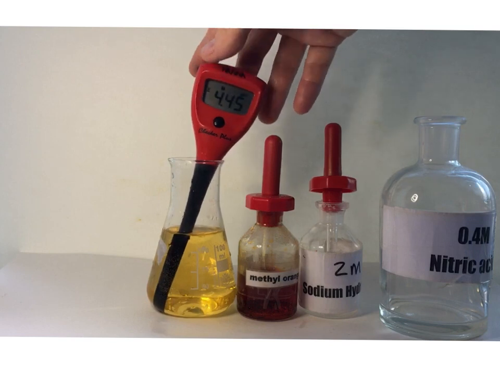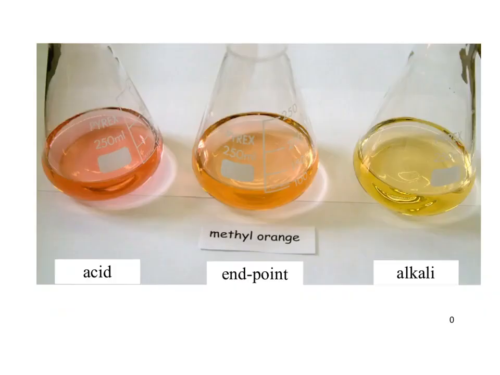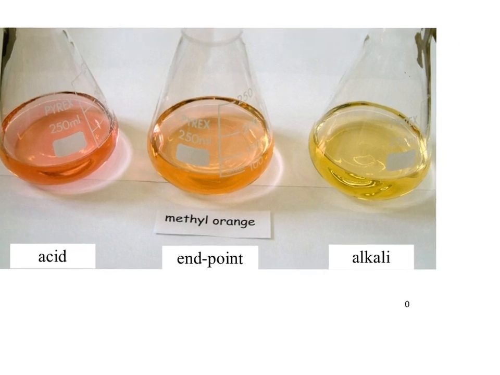As you can see here, the pH was about 4, still quite acidic, when the methyl orange indicator changed from pink to yellow. So the end point is well before pH 7. Just to remind you, in acid, methyl orange is pink. In alkali, it's yellow.